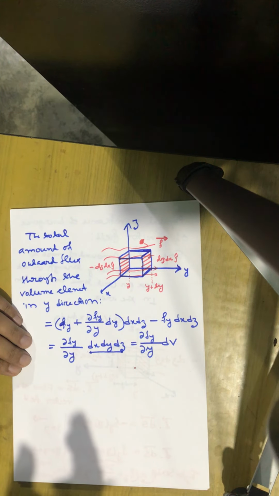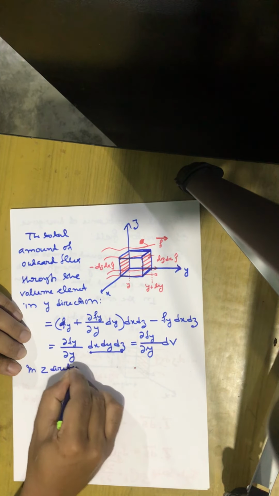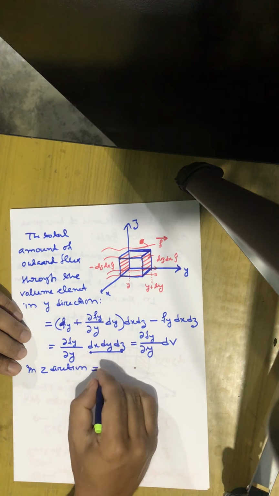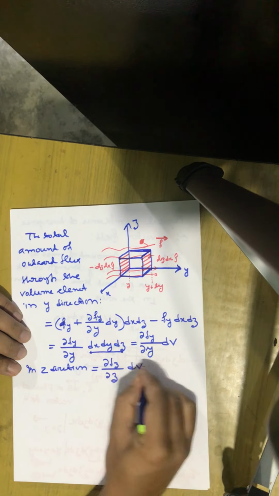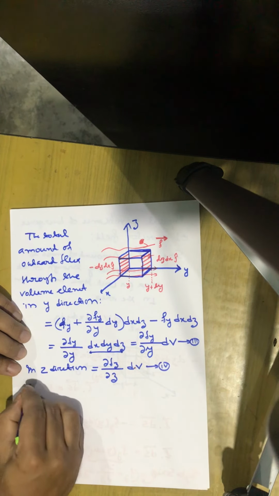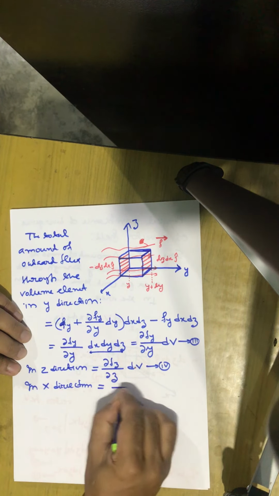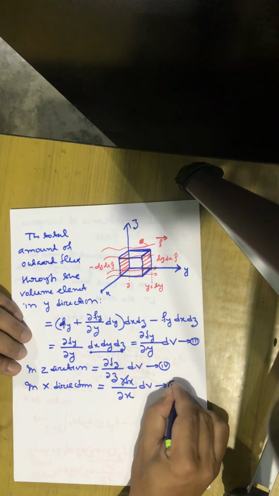Similarly, we can find out the value of the net outward flux in the z direction as well as in the x direction. So in the z direction, what will be its value? As you can see, in the y direction it is del fy by del y into dv, so in the z direction it should be del fz by del z into dv. And in the x direction it will be how much? Del fx by del x into dv. So this is equation 6.